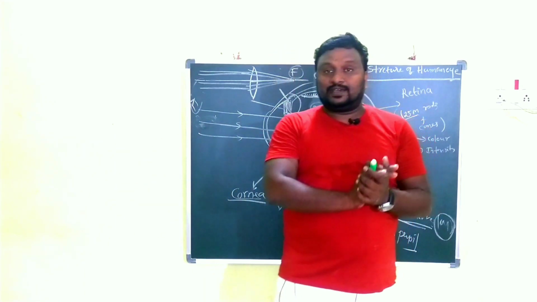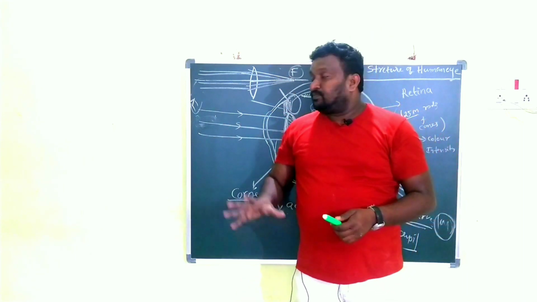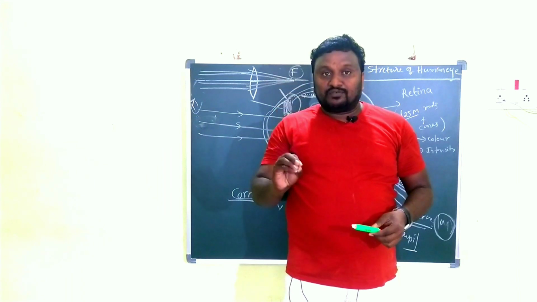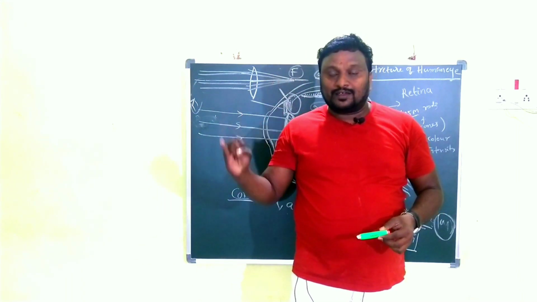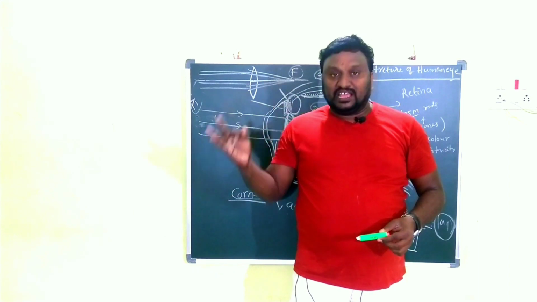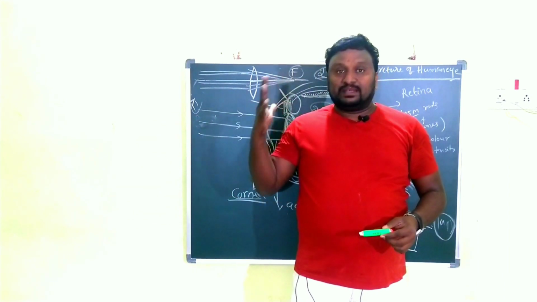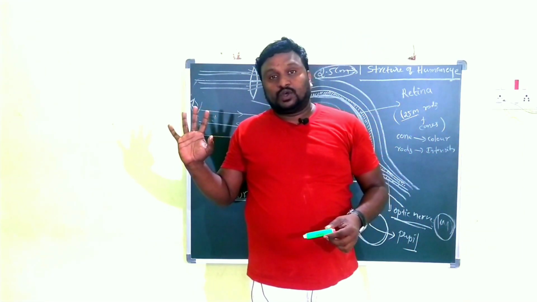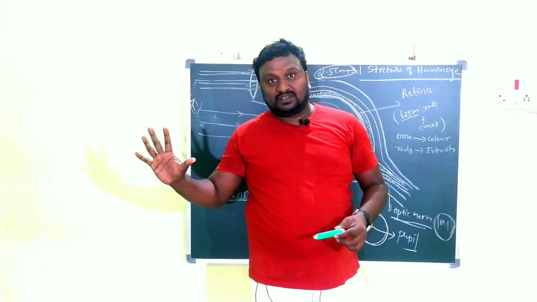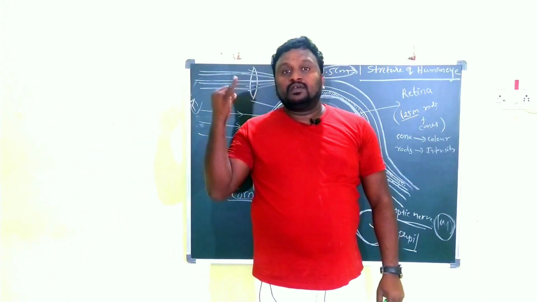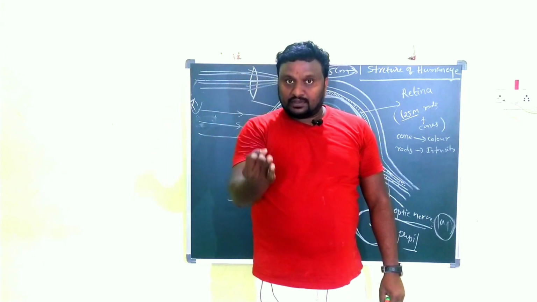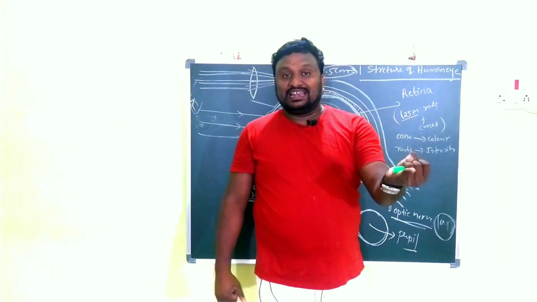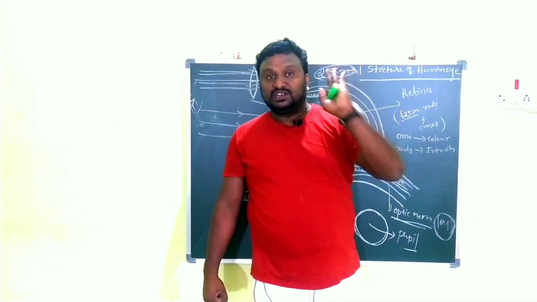So let's see once again here. Just watch carefully. Here is the structure of the human eye. The human eye consists of these main parts: cornea, aqueous humor, iris, pupil, ciliary muscles, eye lens, retina, and optic nerves. These are the main parts. Clear?